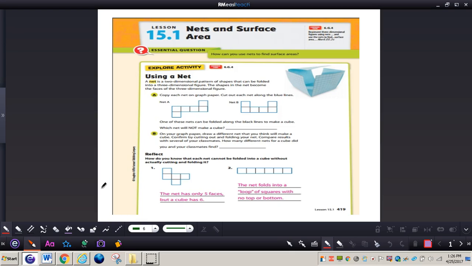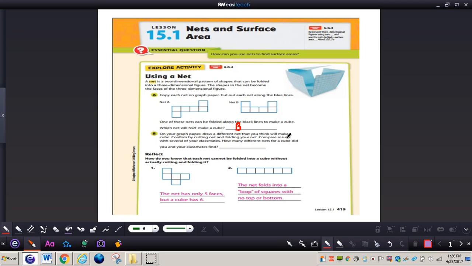Now we need to figure out which net will not make a cube. After you've folded those nets along the black lines, we can see net B will not make a cube, and I want you to write that down as well. Now for letter B, it says on your graph paper, draw a different net that you think will make a cube. I want you to do that.